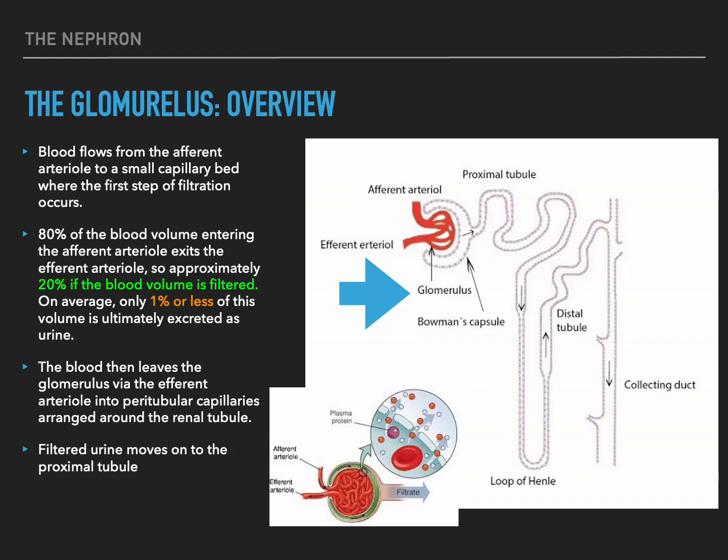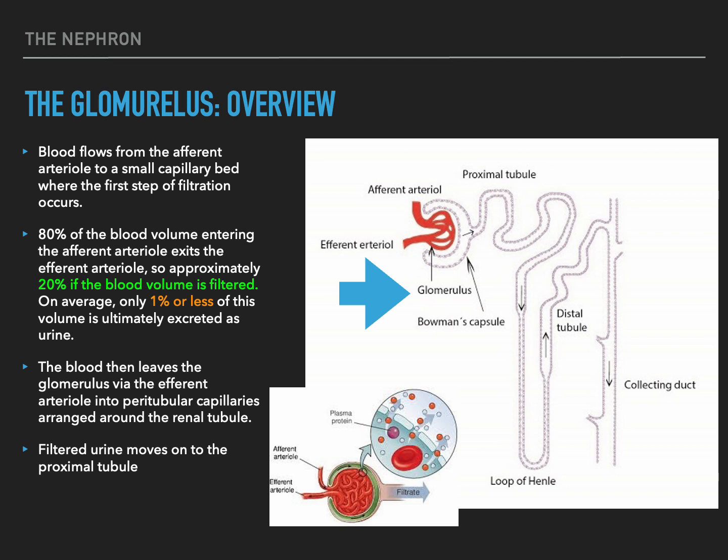Okay, so now we're going to really jump into the details of each of those 5 sections of the nephron, starting with the glomerulus. Now remember, the glomerulus plays a big function in filtering fluid and electrolytes from the blood and deciding what is going to go into the urine.